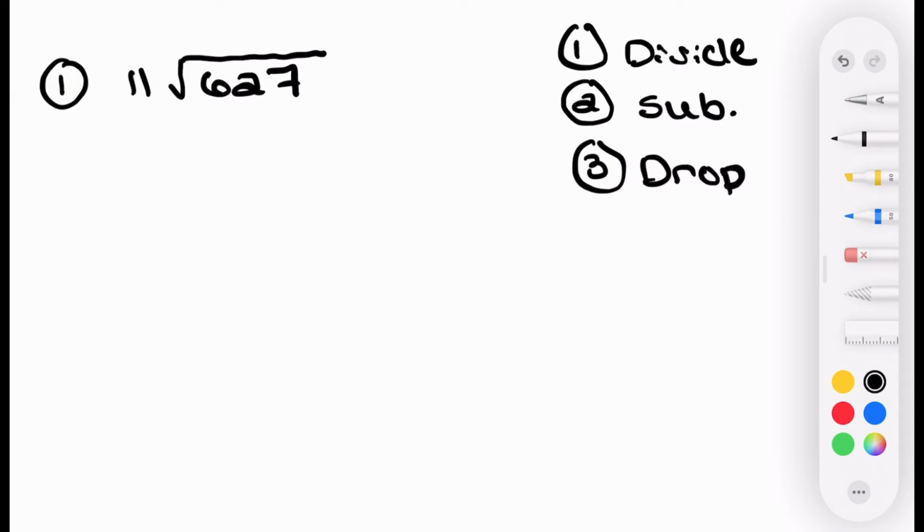Okay, so we have problem 1 here. And just off to the side here, I wrote all 3 steps we need. So dividing, subtracting, and dropping. And I'm going to mention them as I go along. So we are following along these same steps as we go.